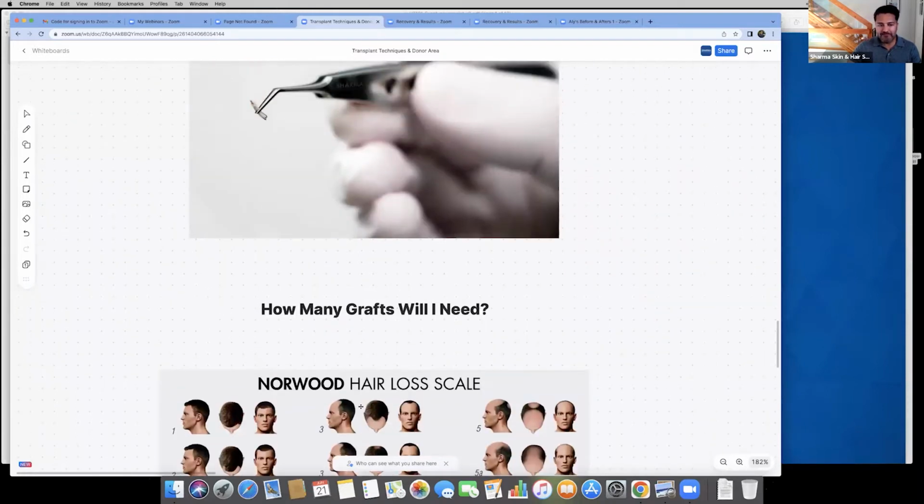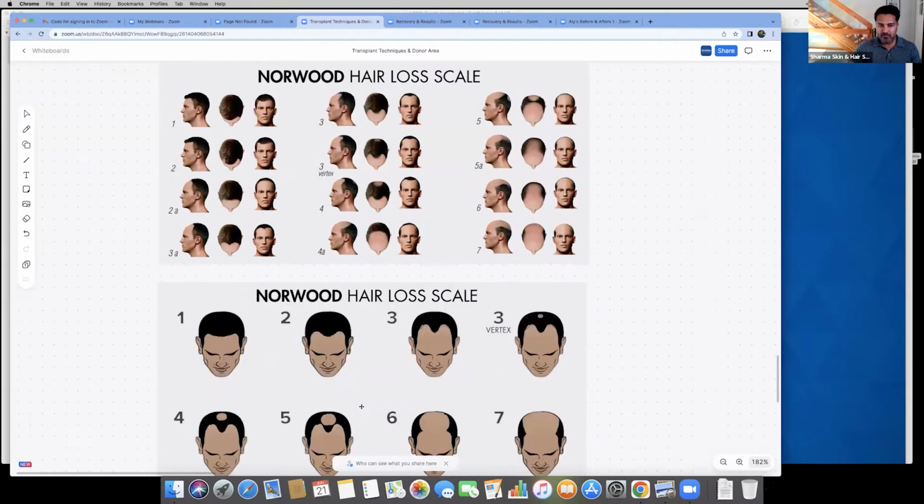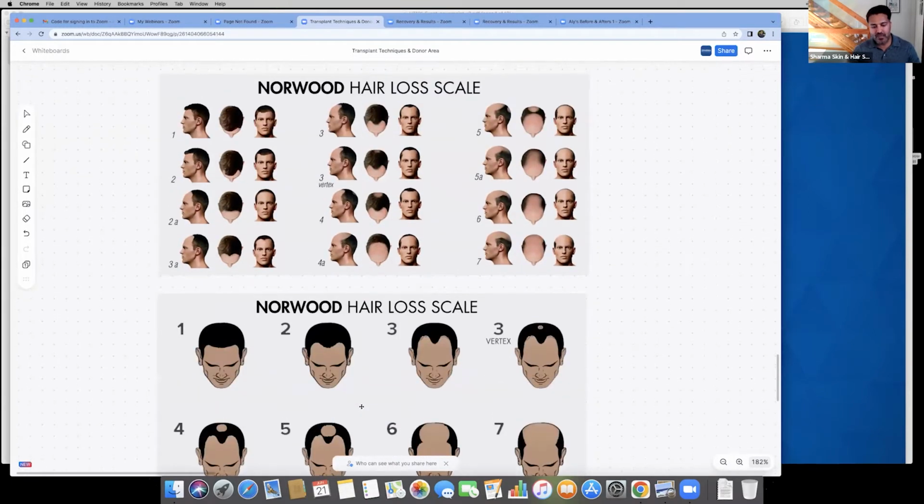Now, this is a really, really important slide here. So in the 1950s, there was a very clever man called James Hamilton who invented a scale to assess men who are losing their hair. So doctors could communicate with each other and the patients and almost have like an evolution of how they're losing their hair. And this was called the Hamilton hair loss scale.